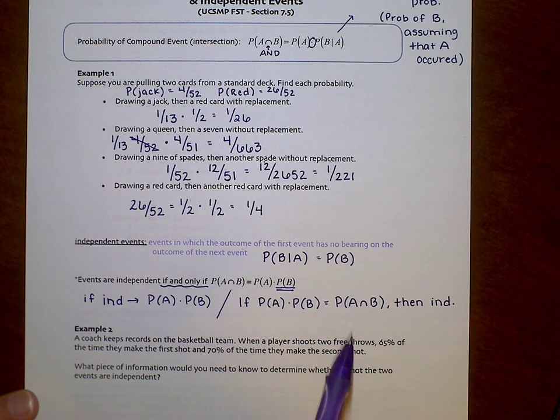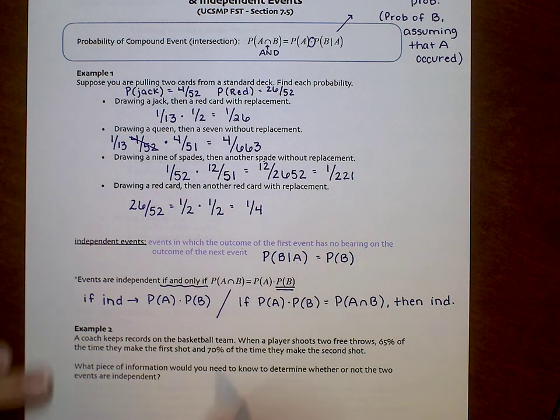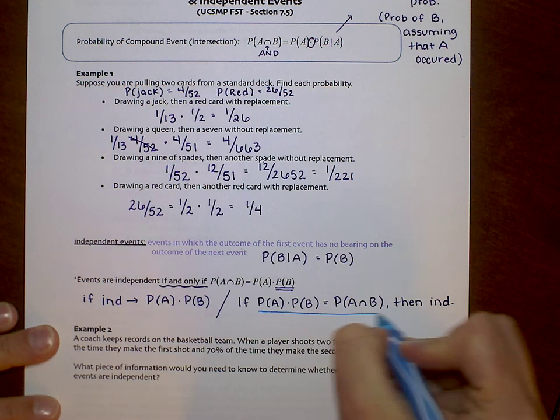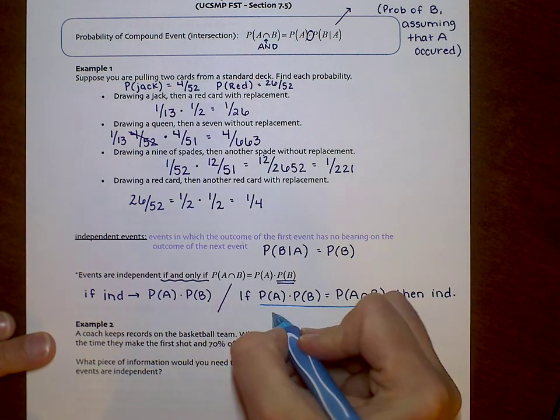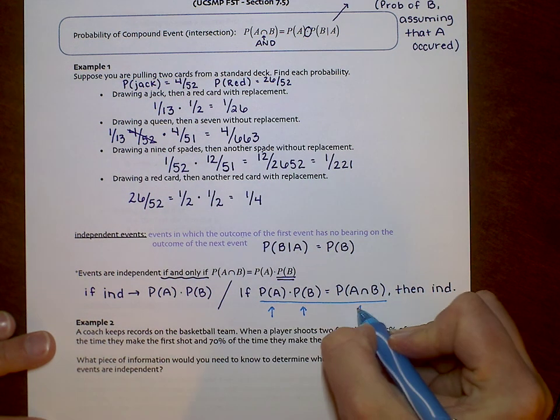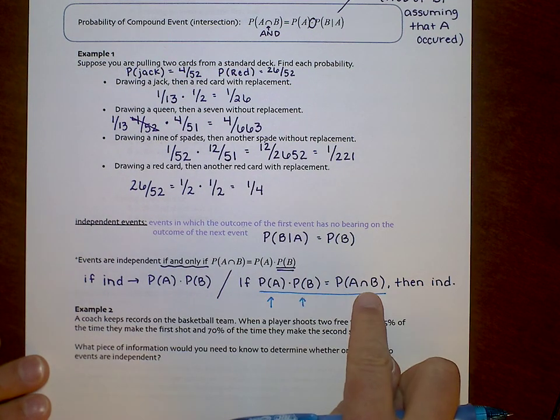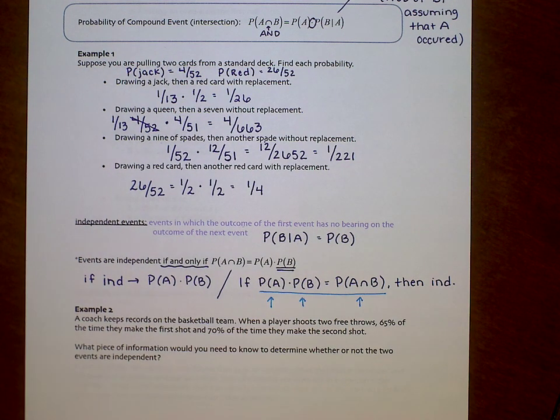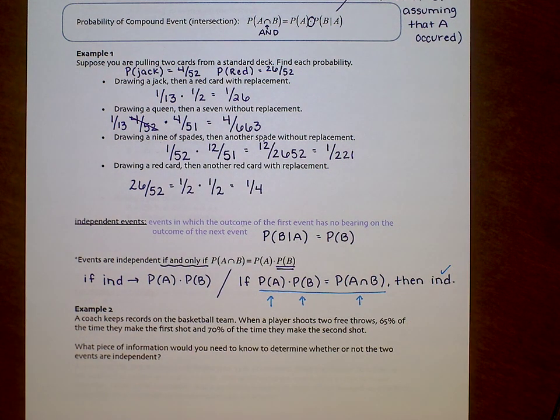So for you to be able to tell me for sure whether two things are independent, this right here is what you have to show. You have to show me that this is true. We're going to do some examples in just a minute where that's exactly what we're going to do. We're going to find this probability, this probability, and this probability, just all on their own. And then we're going to multiply these two together and check to see if it works out with this. If these two things are actually equal, then we say yes, it's independent. If they're not actually equal, we say they're not independent, even if it seems like they should be.